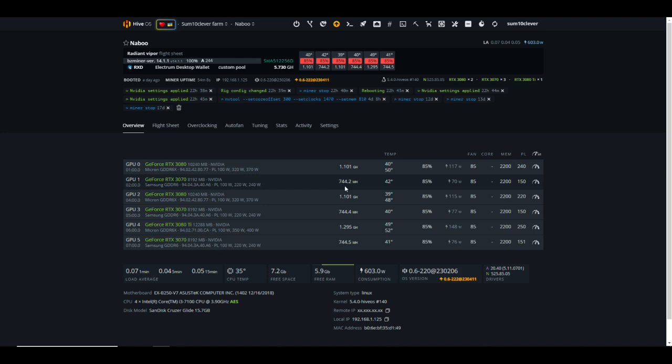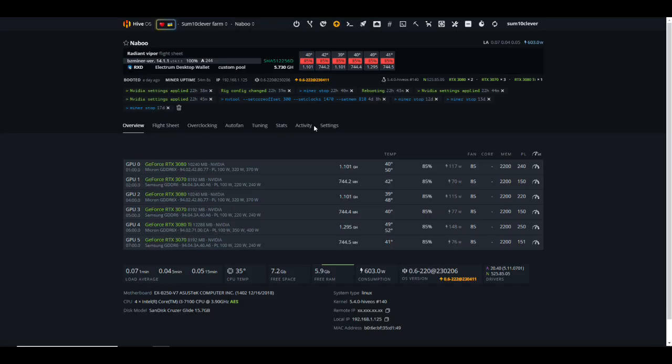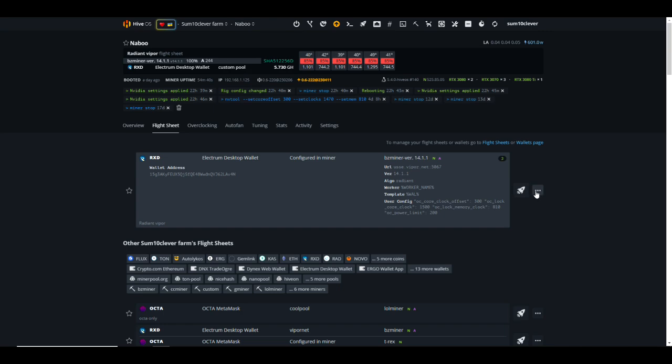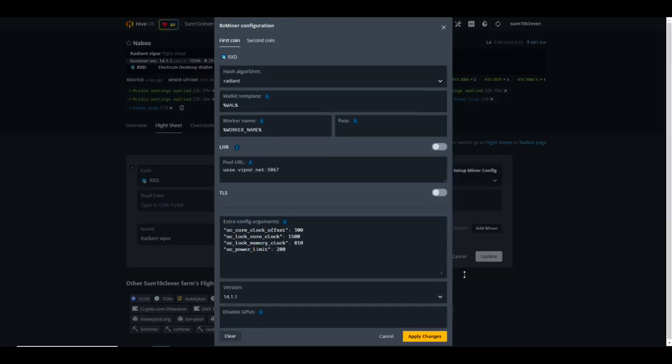And you may be asking yourself, well, what are your overclocks? Let me show you. So currently I'm running a core offset of 400 with a locked core clock of 1550, memory locked at 810. And I've been just tinkering around with the overclock settings. In my flight sheet, I have it set a little bit differently. In the flight sheet, I have the core offset at 300, locked core clock at 1500, and locked memory at 810.